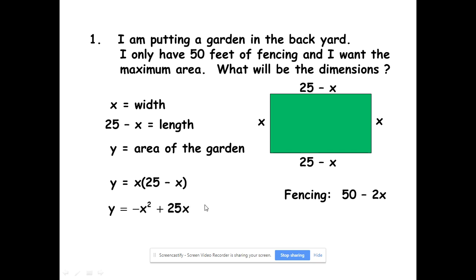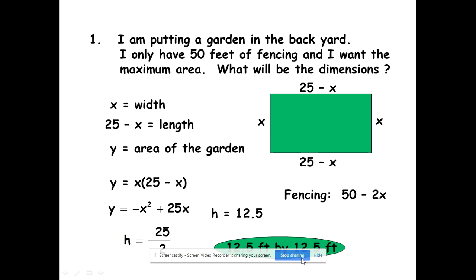If I multiply this out, I would have minus x squared plus 25x. Using our equation for the vertex, h is negative 25 over negative 2, or h is 12.5. So now I know that the maximum is at 12.5. Remember, that's our x value, and we set x equal to the width. So we know our width is 12.5. If we substitute the 12.5 into 25 minus x, we would then know the length. So we know that it is 12.5 by 12.5 feet. Don't forget your units, feet.